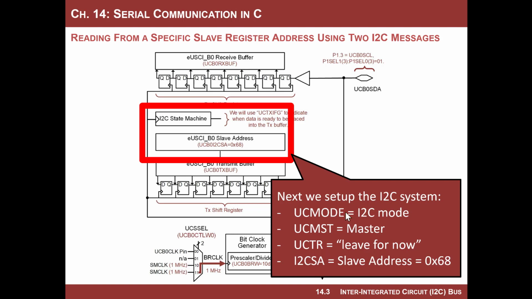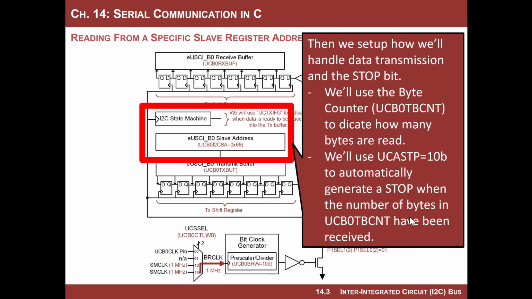Of course, we'll do UCMODE, we'll put it in I2C. UCMST, we'll set it as the master. UCTR, we're going to leave that for now. We actually need to switch back and forth between transmit and receive, or read and write, because we need to send two messages. So we're going to do that in the main loop, and you'll see it here in a second. I2C slave address, we are going to have 68 as our hard-coded value, of course. That's a real-time clock.